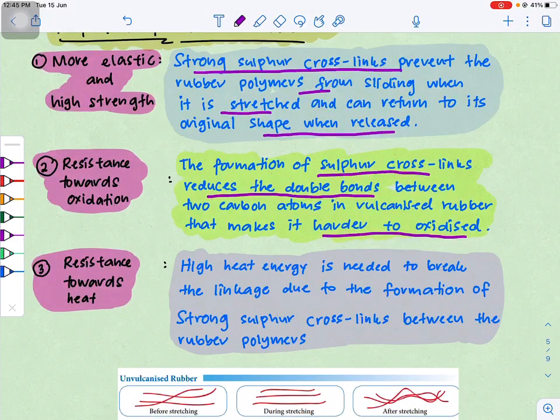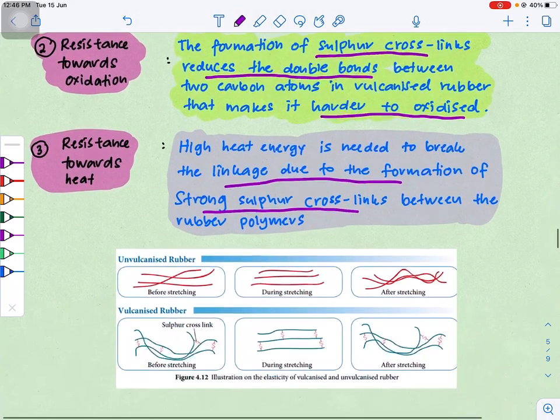Resistant toward heat, high heat energy is needed to break the linkage due to the formation of strong sulfur crosslink. So, sulfur crosslink is strong bond. So, because dia strong, kalau kita pakai natural rubber, kita bagi sikit je heat, dia terus melt, dia terus jadi sticky. But for the vulcanized rubber, because of the presence of sulfur crosslink tadi, sulfur tu is quite strong. So, we need more heat energy. So, bila more heat energy, high temperature lah yang boleh jadikan dia melt. Okay. So, tayar takkan melt lah walaupun cuaca panas di luar sana, kalau dibuat daripada vulcanized rubber.